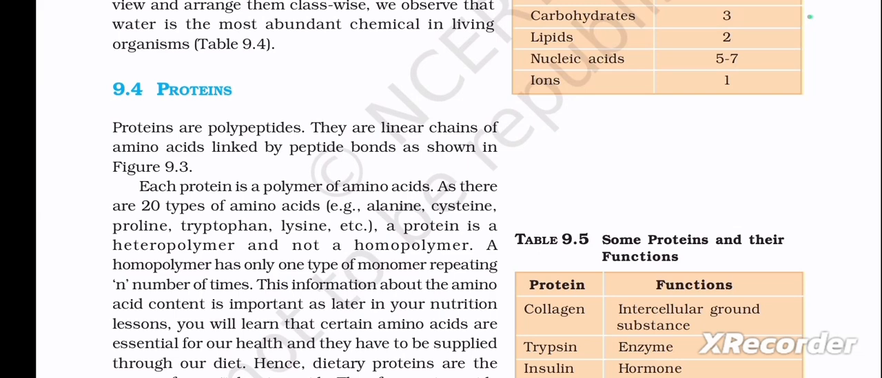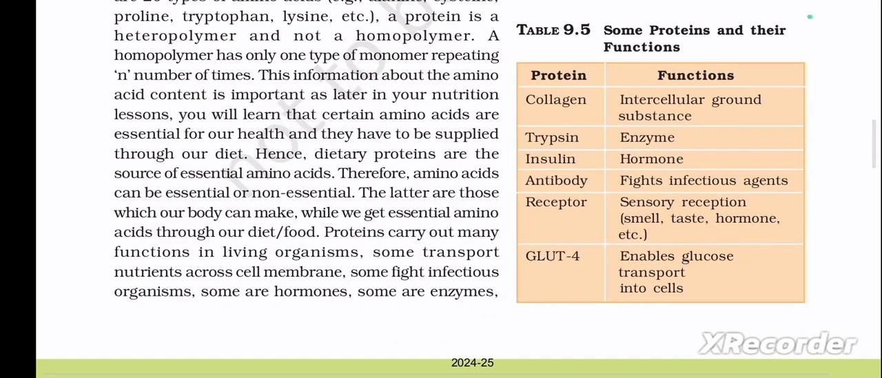This information about the amino acid content is important as later in your nutrition lessons, you will learn that certain amino acids are essential for our health and they have to be supplied through our diet. Hence, dietary proteins are the source of essential amino acids. Therefore, amino acids can be essential or non-essential. The latter are those which our body can make while we get essential amino acids through our diet or food.